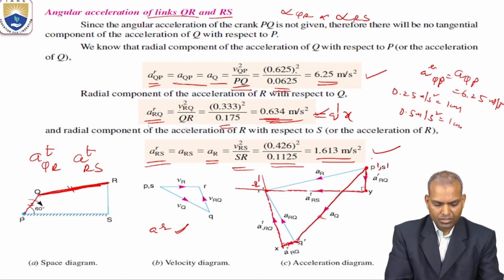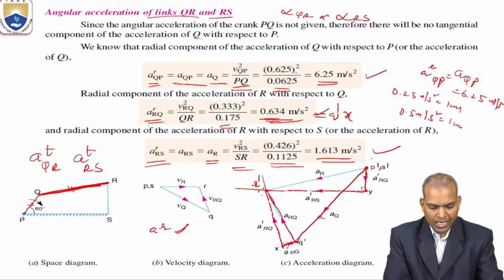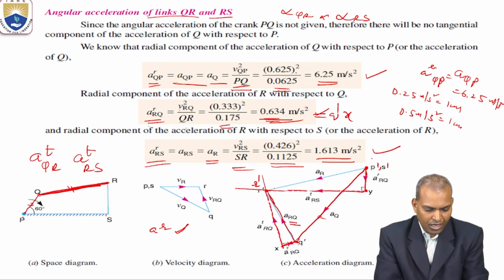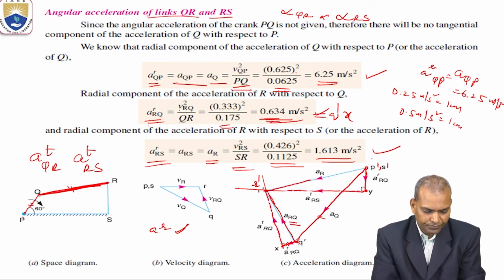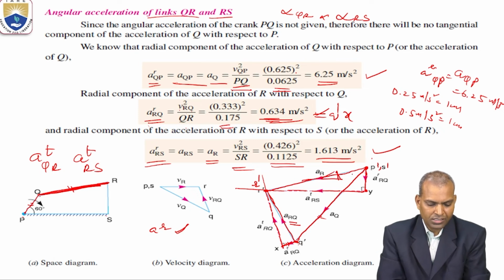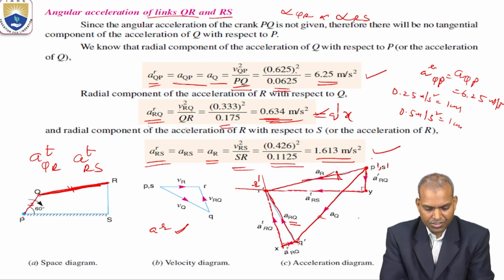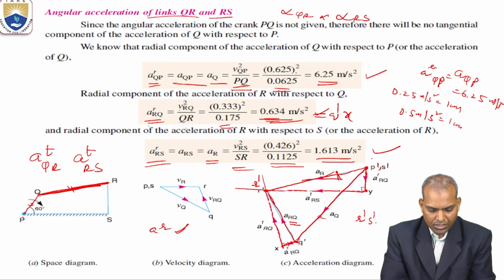Next, what step do we want? We join Q dash to R dash. That is the total acceleration of Q dash R dash. That is ARQ. Then you join R dash S dash, S dash to R dash. Then that gives the acceleration R dash S dash, that is AR.